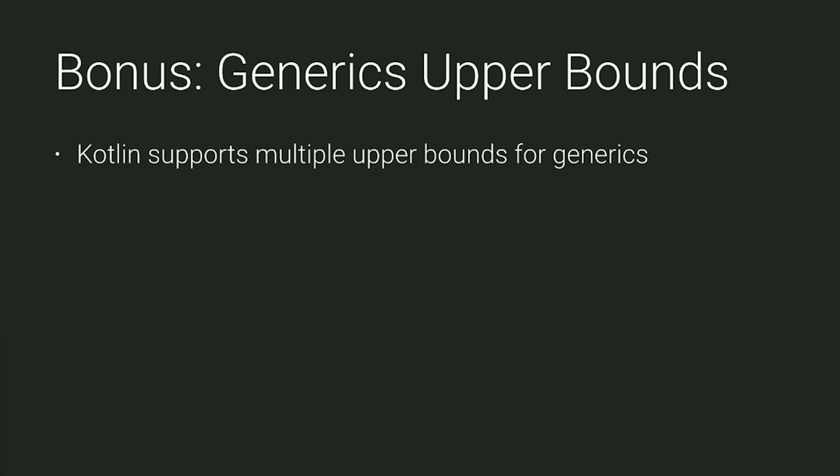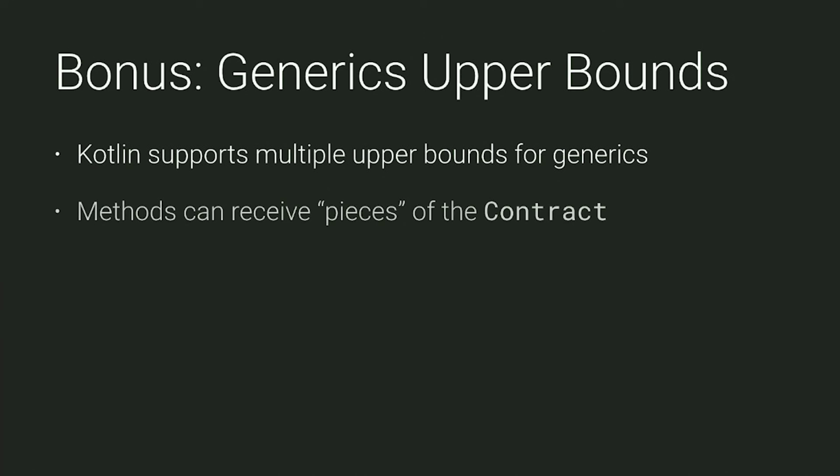One last piece, bonus: generic upper bound. This is another nice thing that Kotlin offers us. In Java, when you use generics, you only specify one bound, upper or lower, but you can only specify one bound. Kotlin allows us to support multiple bounds for generic types. This means that we can define the parameter of our method to receive only pieces of our contract.